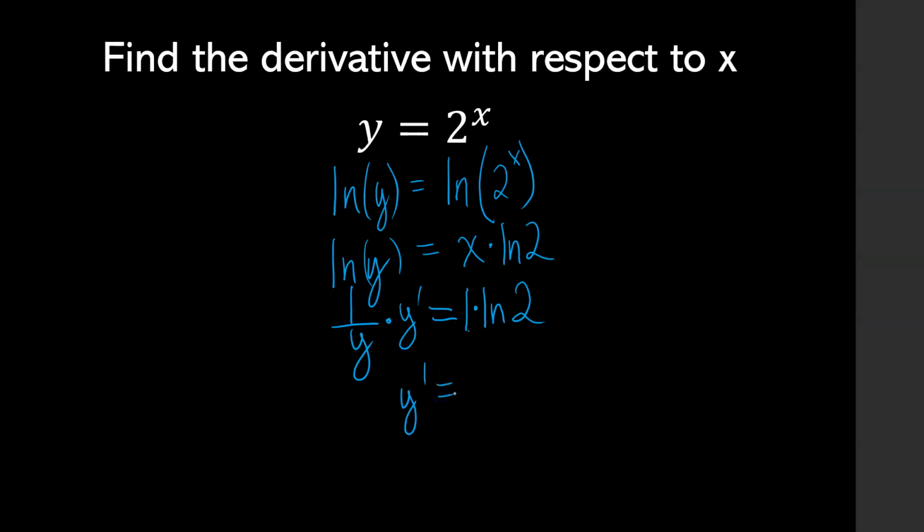And so let's see, what do we have? Multiply both sides by y, so we'll have y multiplied by the natural log of 2. And resubstitute. Look back up top, what is y equal to? 2 to the x. So the derivative of 2 to the power x is 2 to the power x times the natural log of 2. Well, the natural log of the base 2.